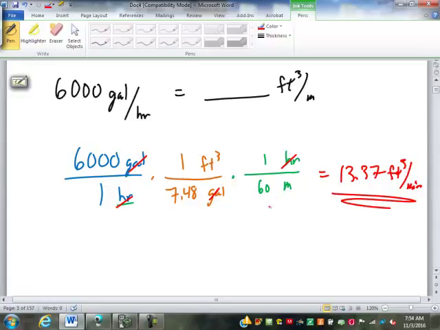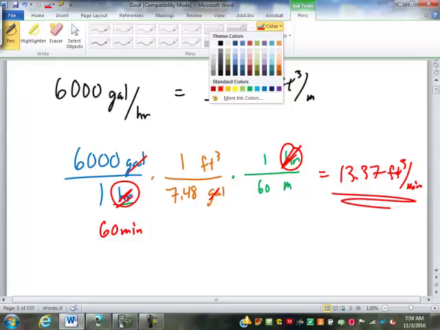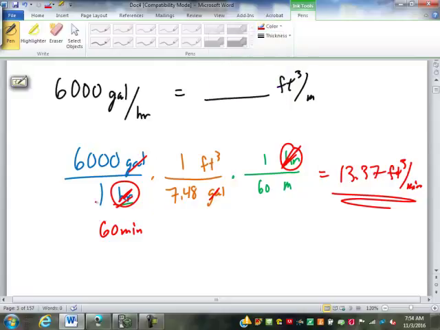Nope, it's on bottom. Hours are on bottom here, so they have to go on top here so they cross cancel, putting hours into minutes. Okay. The other thing you could have done is 1 hour is 60 minutes. You could replace the 1 hour with 60 minutes. It's still going to be on bottom though. You still have to divide by it. Right from the beginning, you could have said 6,000 gallons per hour, so 6,000 gallons in 60 minutes. But you're still going to be dividing by it.